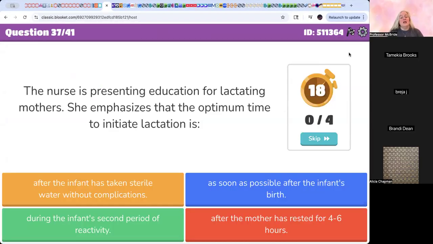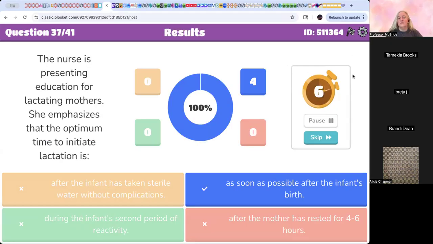The nurse is presenting education for lactating mothers. She emphasizes that the optimum time to initiate lactation is when? So you guys all did really well with this. We want to try to get that baby feeding in the first hour if possible. Because part of it is, you see in green where it says during the infant's second period of reactivity, babies have a period of reactivity when they're first born, then they get really sleepy, and then they hit their second period of reactivity, which is going to be much later.